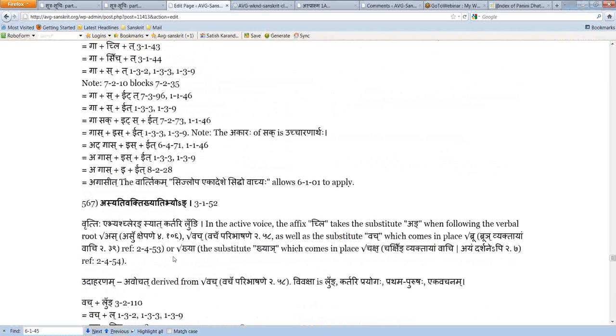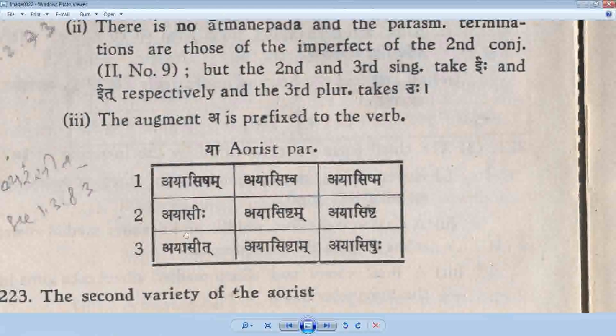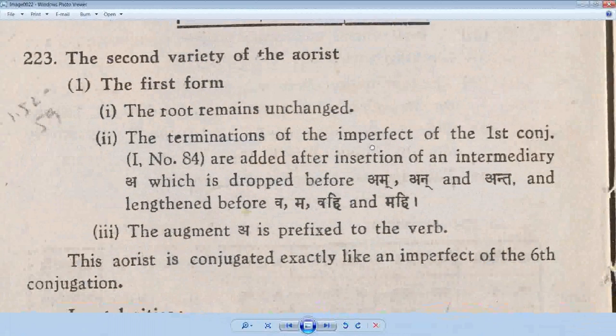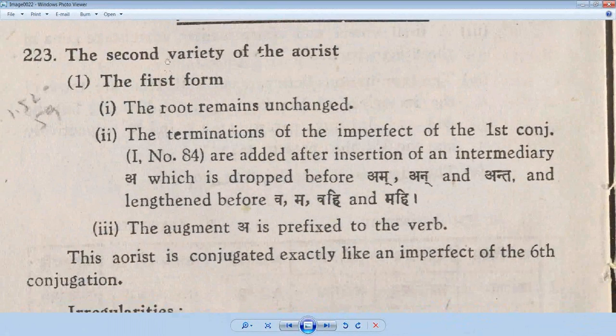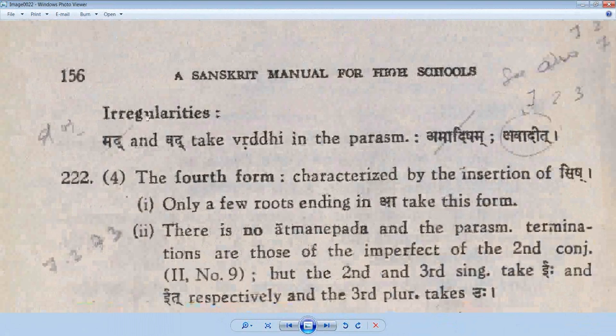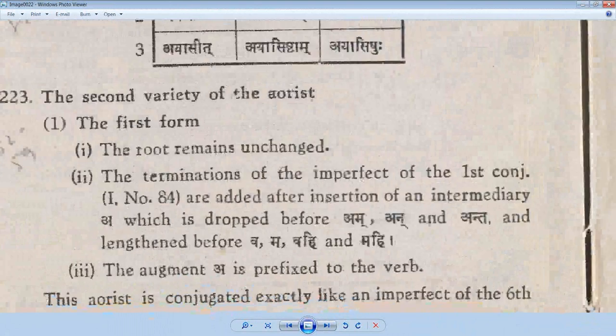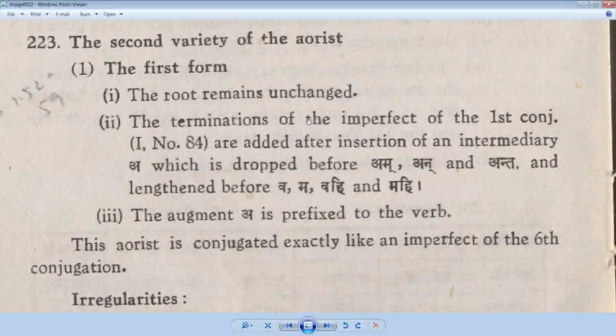Now we are going to the next section in the book. We are now going to the section we call the second variety of aorist, the first form. So we are now going to point number 223 on page number 156. Okay, so we are now going to this point 223.